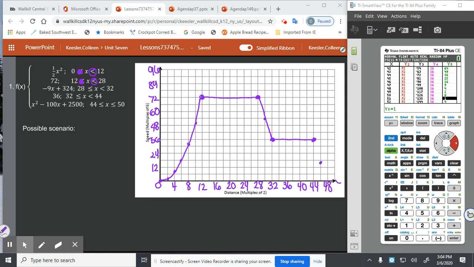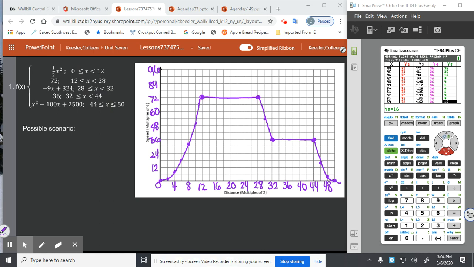Which is about here. And 48 is at 4, which is about here. And 49 is at 1, 50 is at 0. So I can finish my curve there. And in both cases, my dots are both solid here, equals and equals. All right, so there I have my piecewise function that we can now create a scenario around.